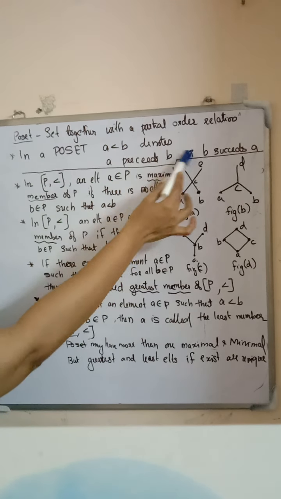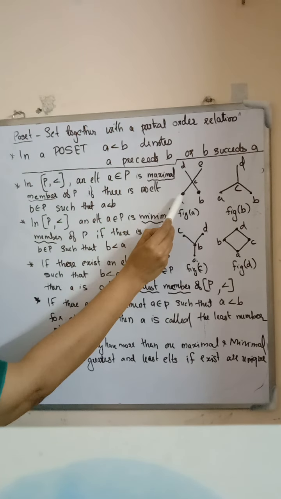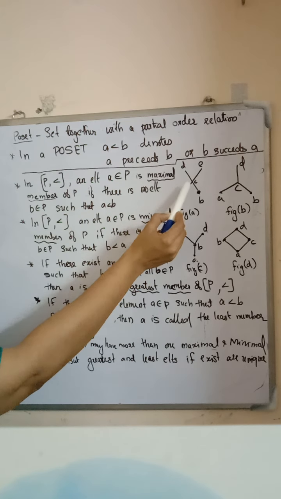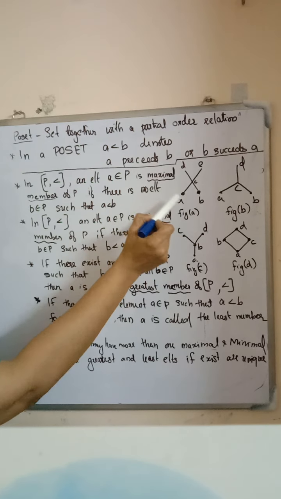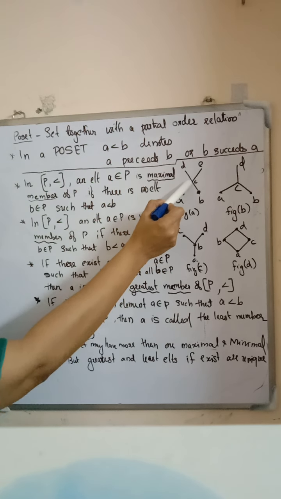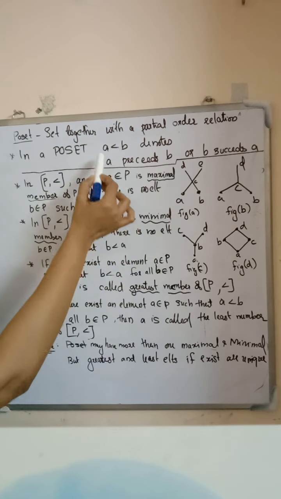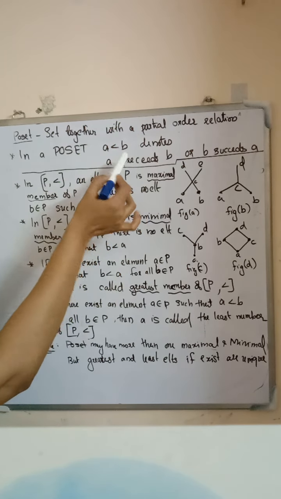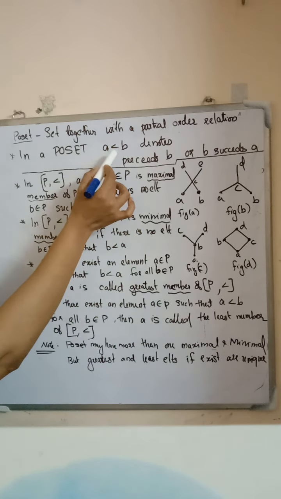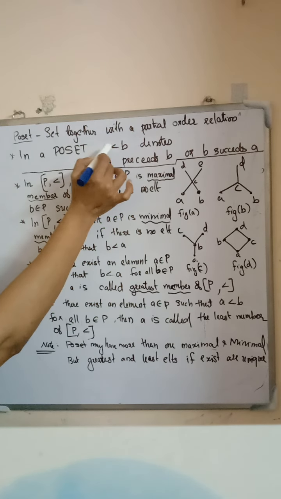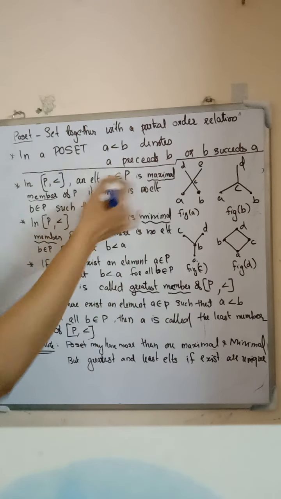In this Hasse diagram, A is less than C. That means A precedes C, and also C is a successor of A. In Hasse diagrams, only upward relations exist, no downward relations. So A less than B is used for representing any relation, not actually an element less than B. It represents any relation.